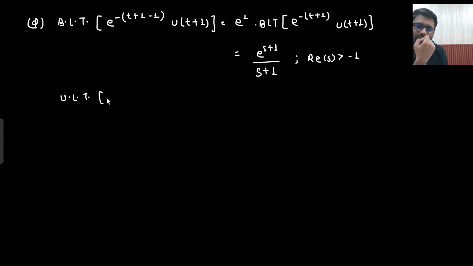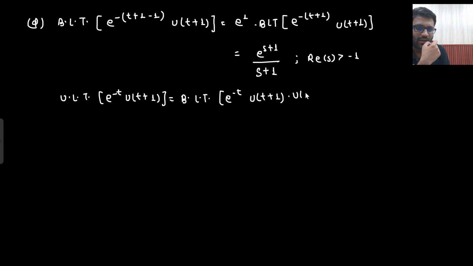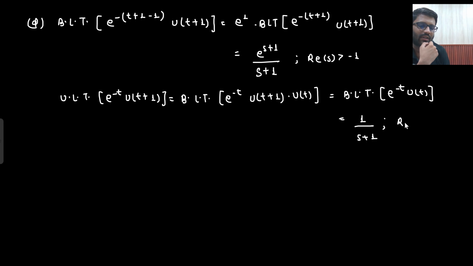Unilateral Laplace transform of e to the power minus t u of t plus 1 would be equal to the bilateral Laplace transform of e to the power minus t u of t plus 1 times u of t. u of t plus 1 starts from minus 1 and this starts from 0, so this would be the bilateral Laplace transform of e to the power minus t u of t. What is the answer you will get for this one? 1 upon s plus 1, right? With the real part of s greater than minus 1.